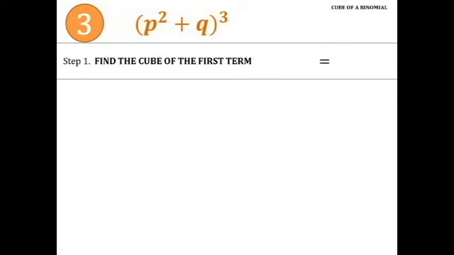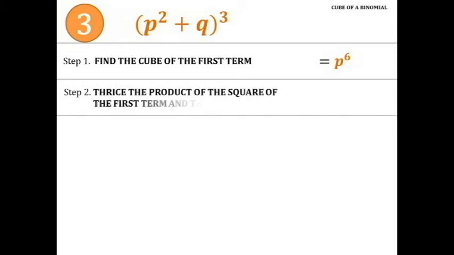So for our third example, we have p squared plus q quantity cubed. Our first step is to find the cube of the first term, which is p squared, so we have p to the power of 6. Then, thrice the product of the square of the first term and the second term, which are p squared and q respectively. So we have 3p to the power of 4 q.